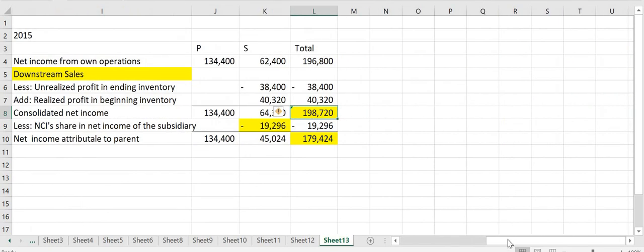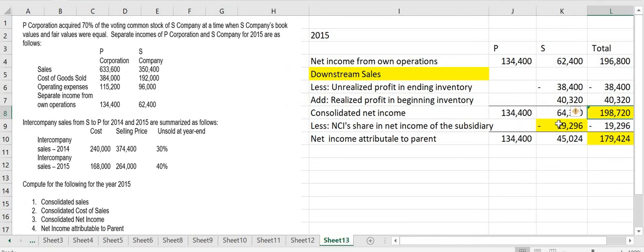Okay? Then, i-deduct na lang natin yung NCI share. And the net income of subsidiary is actually 30% of 64,320. It's actually 19,296. And then we have our net income attributable to the parent amounting to 179,424. Okay, so that ends our discussion for intercompany sale of inventories. Okay, so thank you.